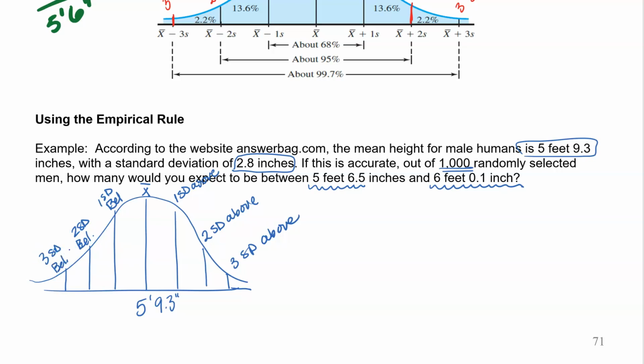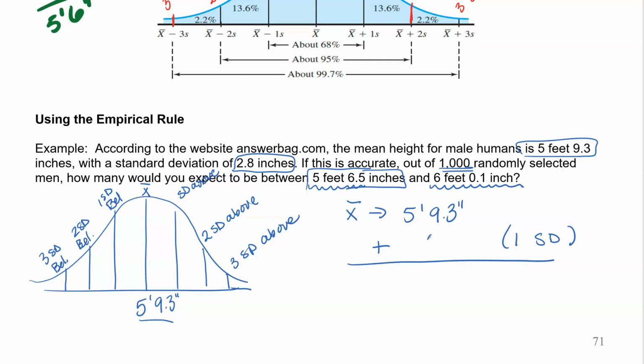Okay, so if we want to know, they're asking us about 5 feet, 6.5 inches. That's less than our average. What I'm going to do is use the standard deviation to add and subtract that from 5 foot 9.3 inches to get our standard deviation numbers on either side of the mean. So I'm going to start with the average that was given, 5 foot, 9.3 inches, and I'm going to add 1 standard deviation. Okay, so I'm going to add 2.8 inches.